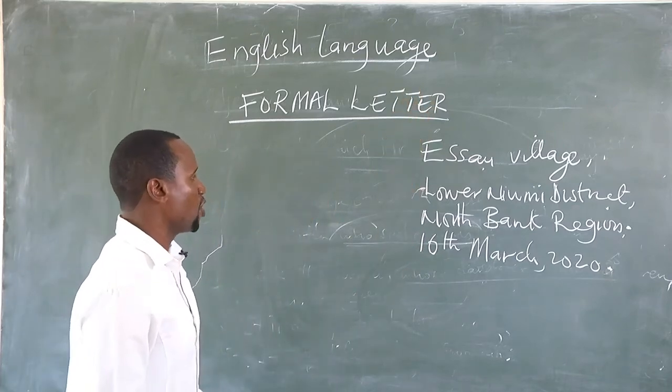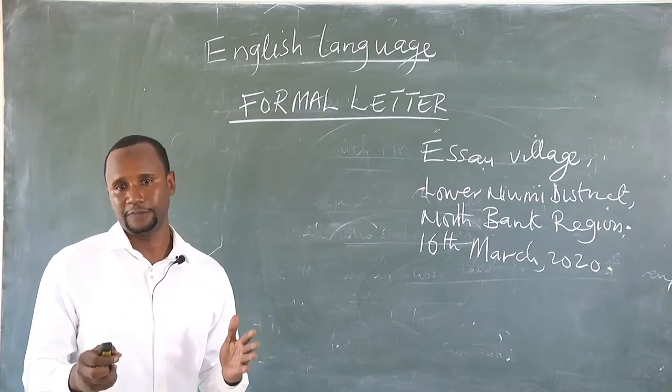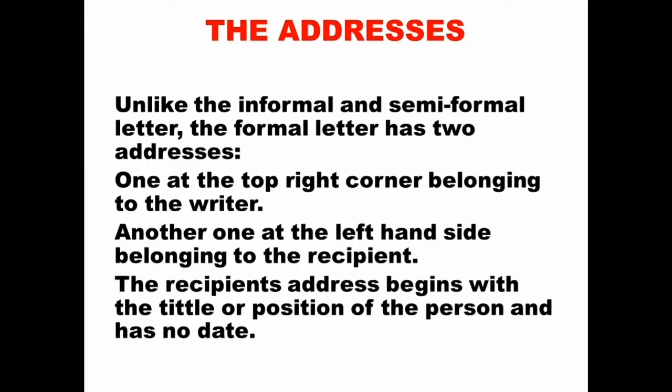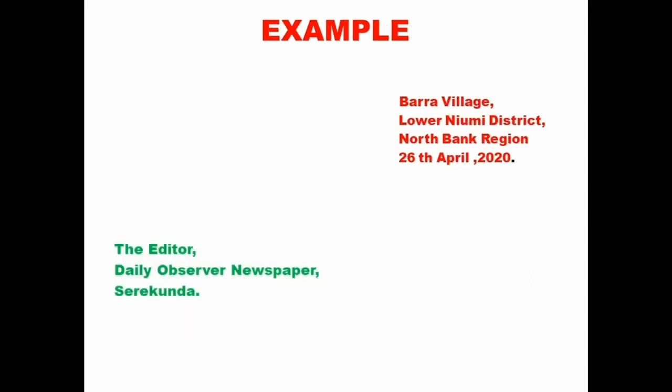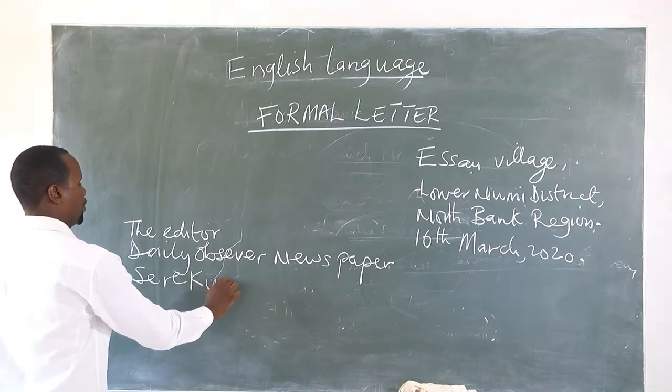Now the recipient address will be found at the left hand side, but you have to remember that these 2 addresses do not face one another, which means one has to be on top and the other one down, in different areas. For example, after writing the sender's address, I will just look here and write the editor. Then we have Daily Observer newspaper. Then we have Sere Kunda.